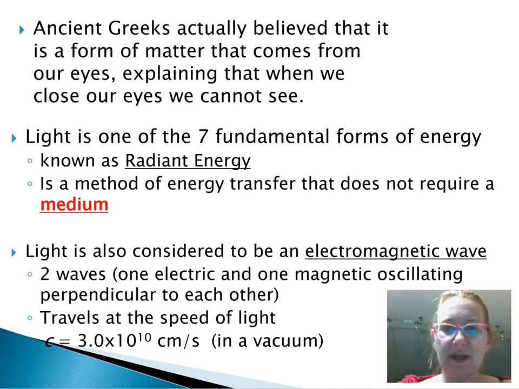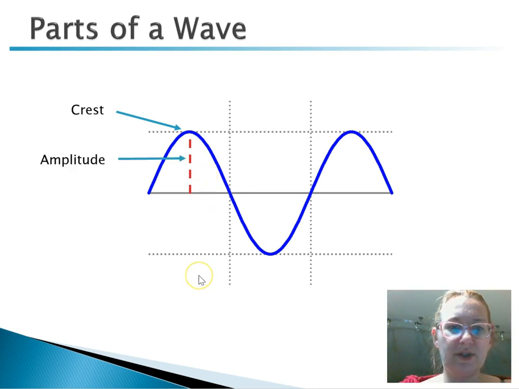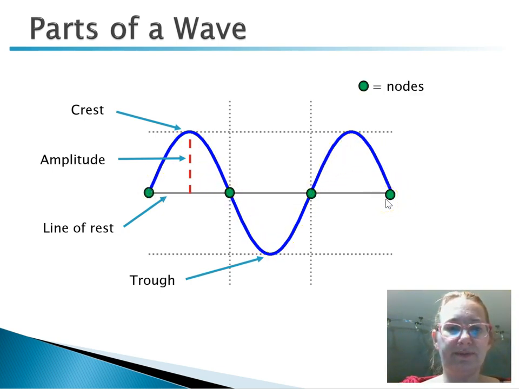Now, as I mentioned, light is considered an electromagnetic wave. So let's look at parts of a wave. If we look at the top of our wave, we call that the crest. The height of the wave is measured from the middle point to the top of the crest, and that's referred to as the amplitude. And the bottom of our wave or oscillation is referred to as a trough. We have this imaginary line in the middle where the wave is oscillating around, and that line is referred to as the line of rest. And anywhere the wave crosses the line of rest, we call that a node.